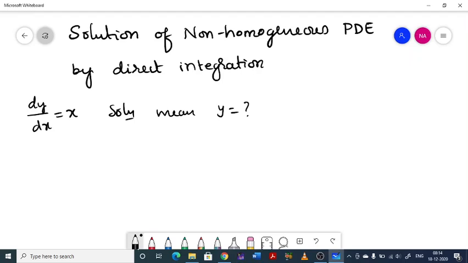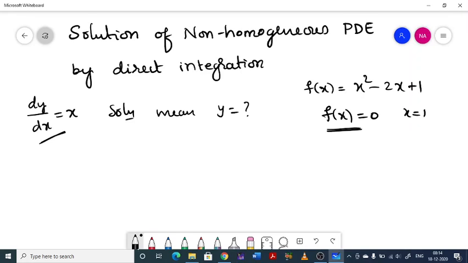Let us take one more simple example. Suppose we write f of x equal to x square minus 2x plus 1. Now what do you mean by the solution of this equation? This equation, in the sense I have to take f of x equal to 0. What do you mean by the solution of this equation? That is the value of x which satisfies this equation. If you take x equal to 1, that satisfies this condition. That means you get f of 1 equal to 0. Same thing is happening here. The solution of the given differential equation means the value of y which satisfies the given differential equation.